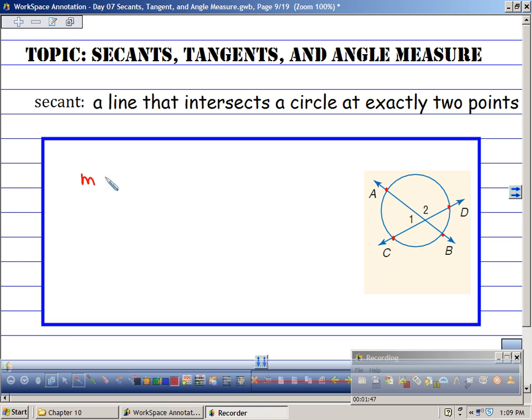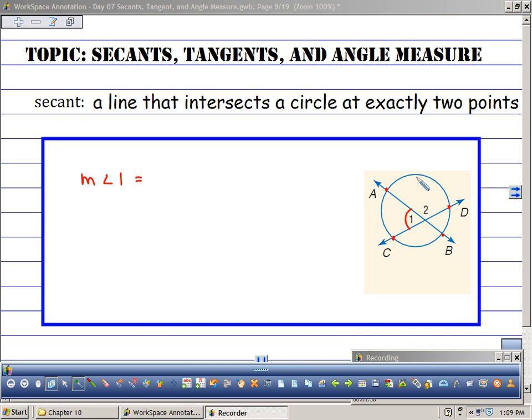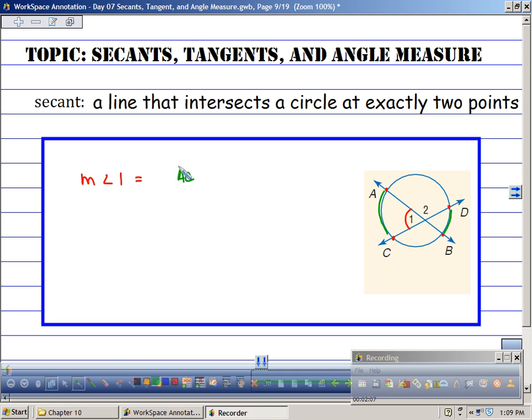So we could say that the measure of angle 1 is equal to the average of AC and DB. How do I find the average? Wouldn't I add them and take half of it? Wouldn't that give me the average?